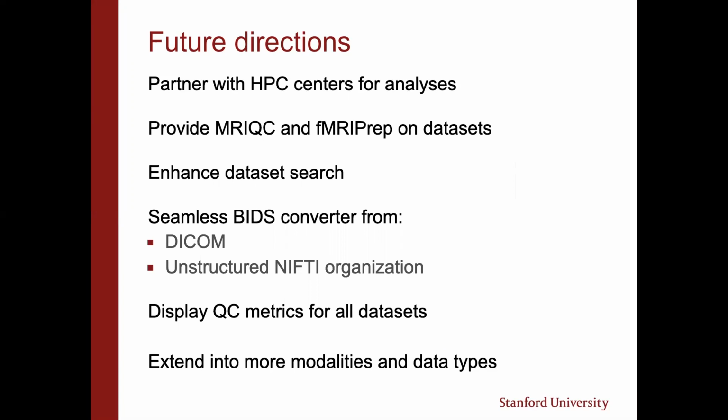In addition, we would like to extend into more modalities and data types, though this is constrained by BIDS, the Brain Imaging Data Structure. As BIDS advances and as BIDS supports more modalities and data types, OpenNeuro will be able to support more modalities and data types. A few that are close to being integrated into BIDS are PET, ASL, genetic information, and derivatives.